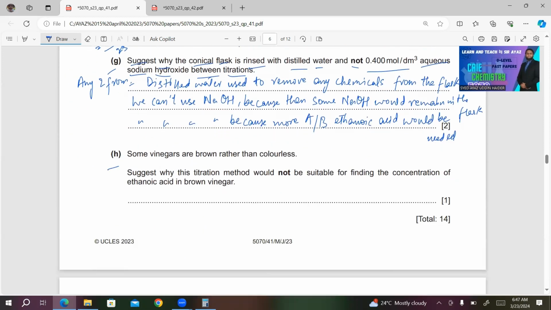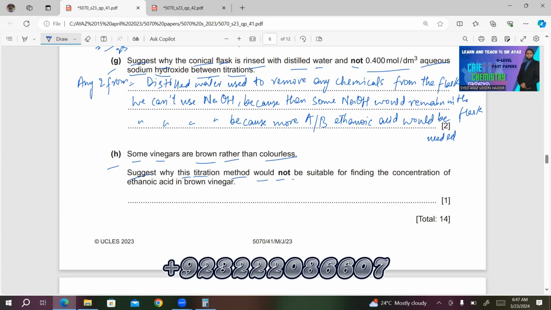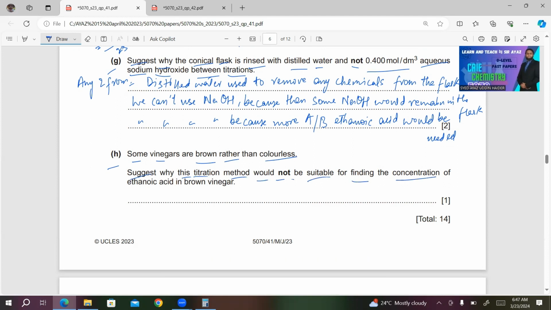H. Some vinegars are brown rather than colorless. Suggest why this titration method would not be suitable for finding the concentration of ethanoic acid in brown vinegar. The color change couldn't be clearly observed.